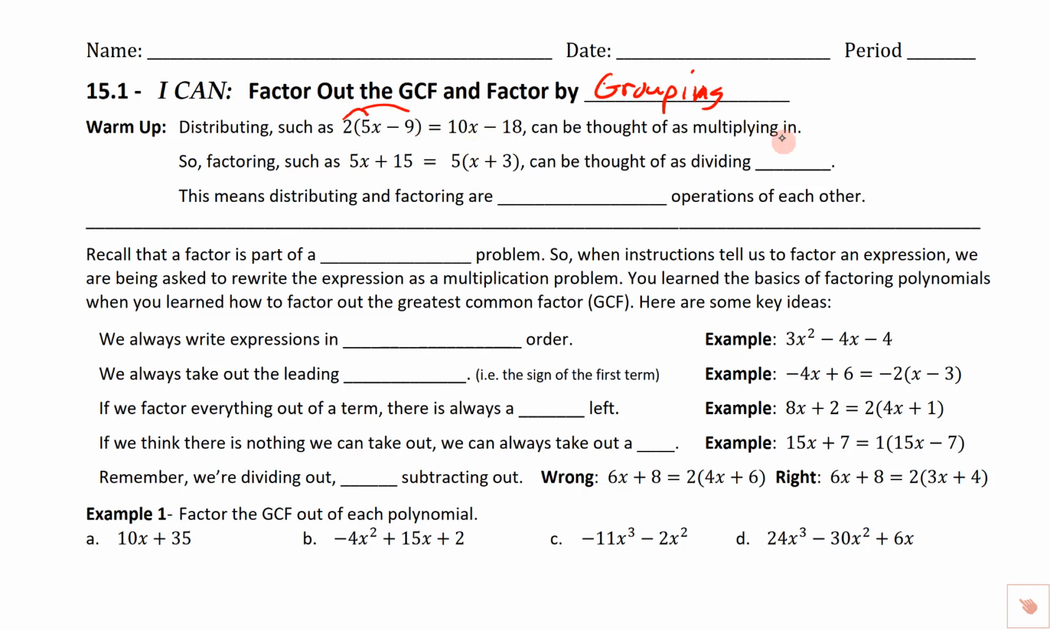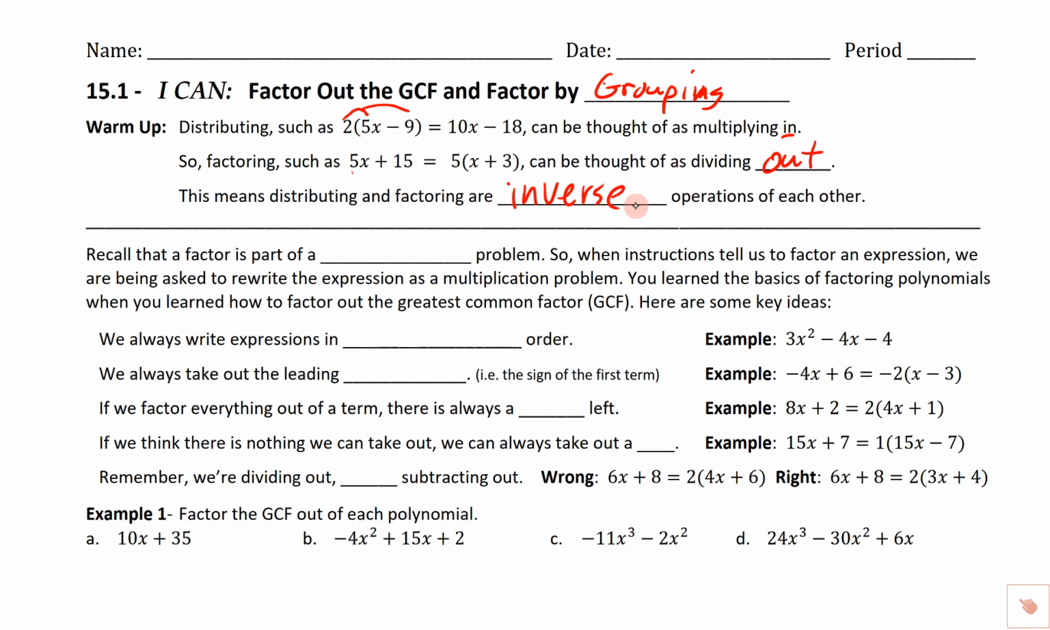That can be thought of as multiplying in. So factoring, which is kind of like the opposite, when we have 5x plus 15, what we can do is take out the greatest common factor. The greatest common factor, GCF, is 5. If we take that out, we're left with x plus 3. That can be thought of as dividing out. So distributing in is multiplying in, and factoring, taking out the GCF, is dividing out. Now what that means is distributing and factoring are inverse operations of each other.